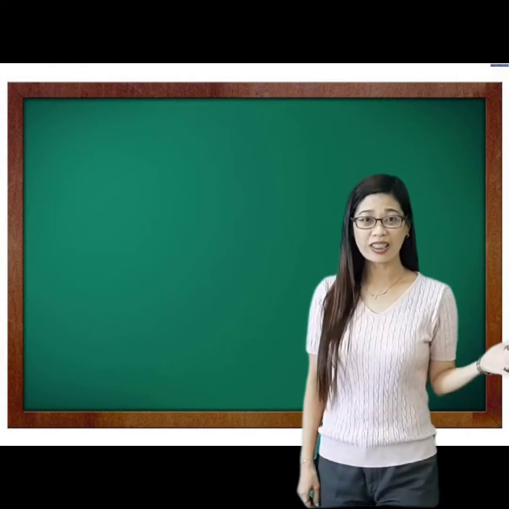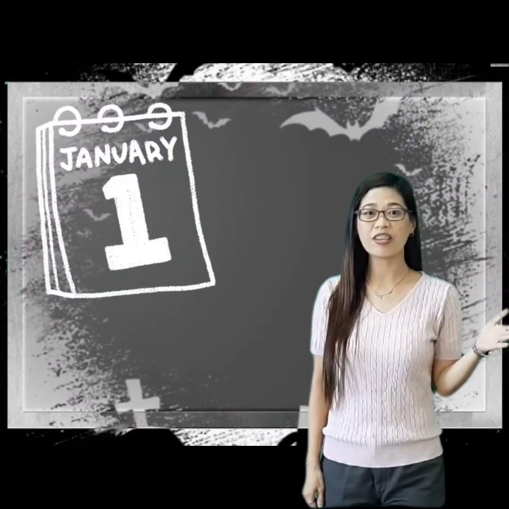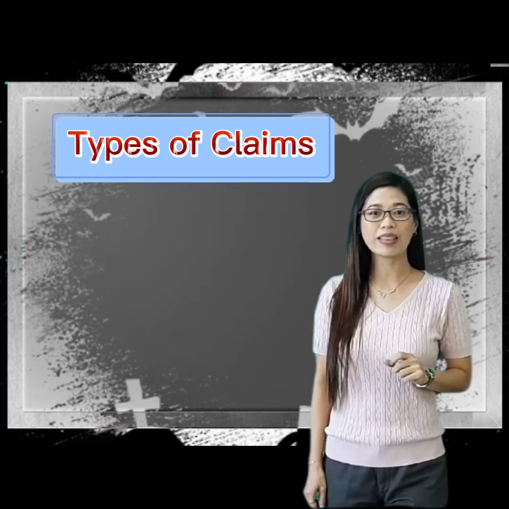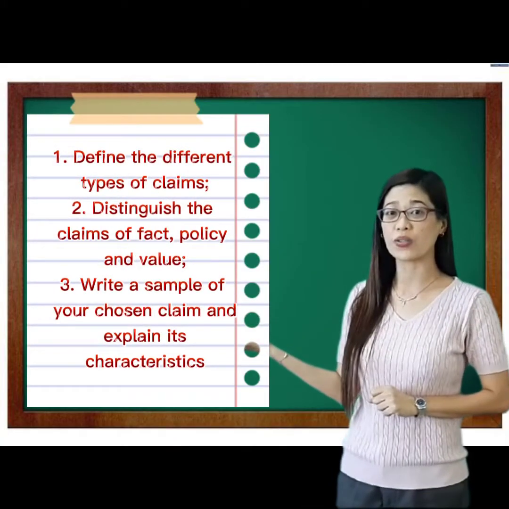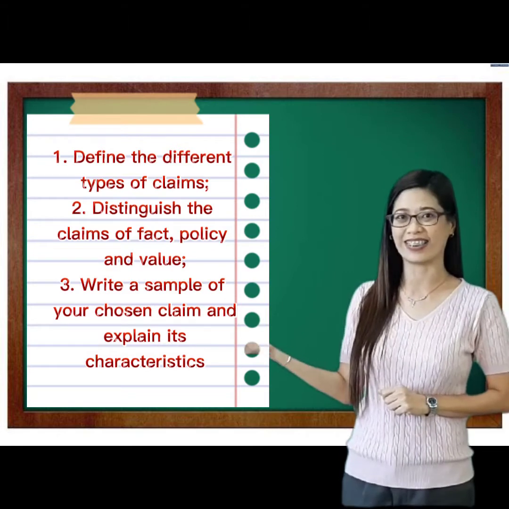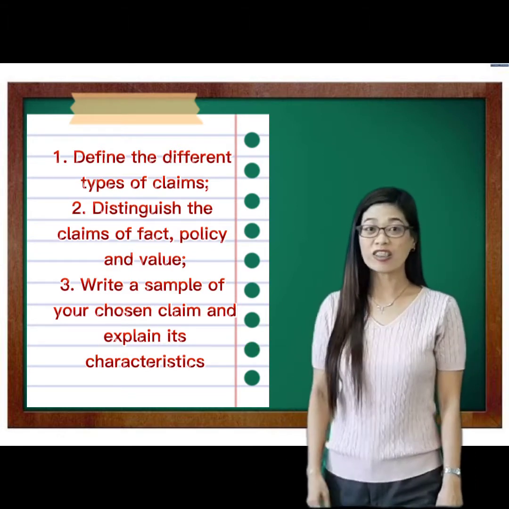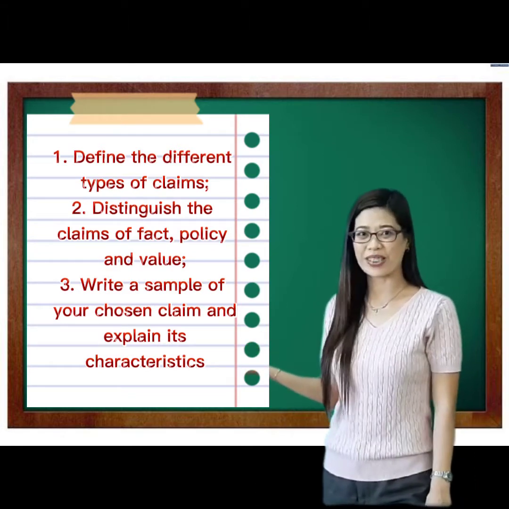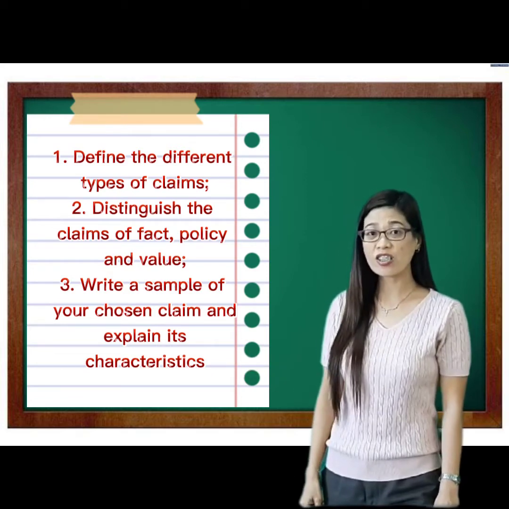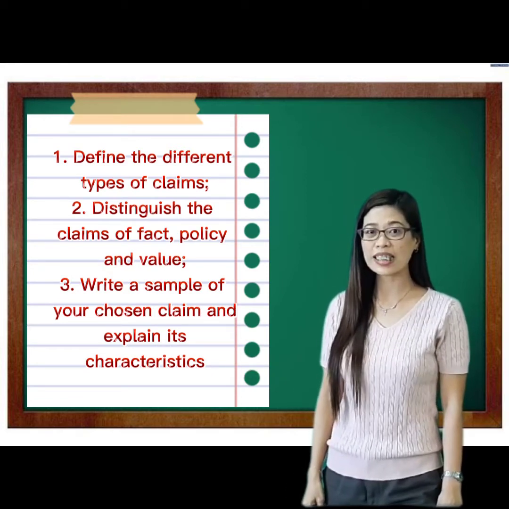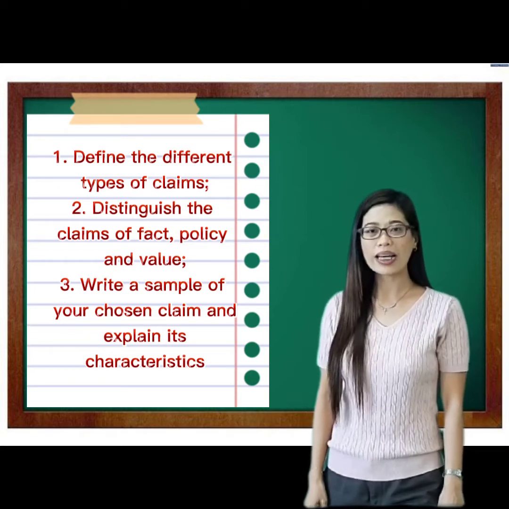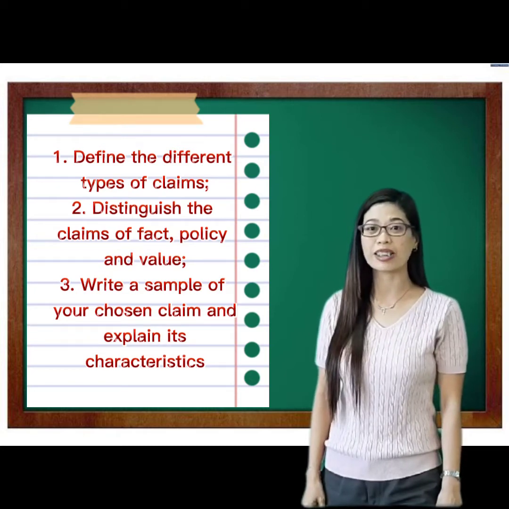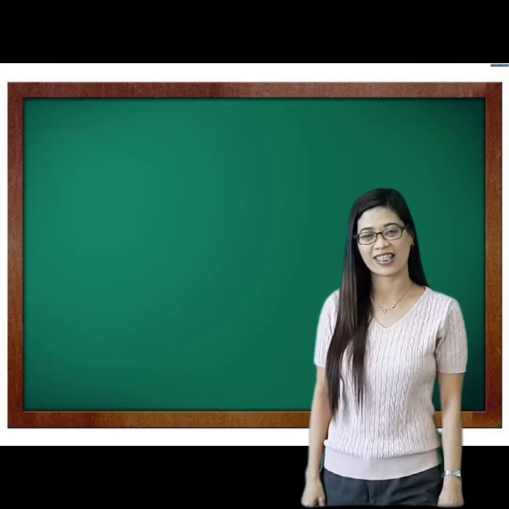For this week, we are going to learn about the different types of claims made in written text. Specifically, here are the objectives that we need to attain at the end of the lesson. First, define the different types of claims. Second, distinguish the claims of fact, policy, and value from the given examples. And lastly, write a sample of your chosen claim and explain its characteristics.